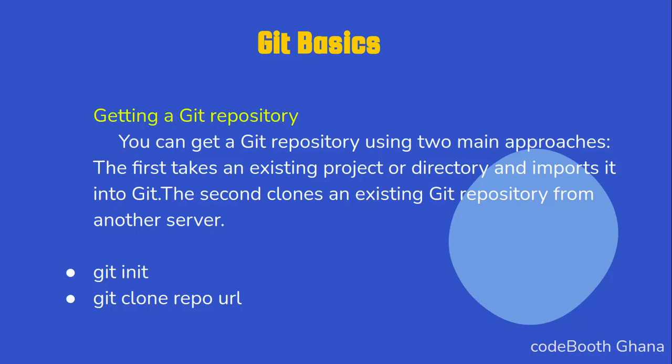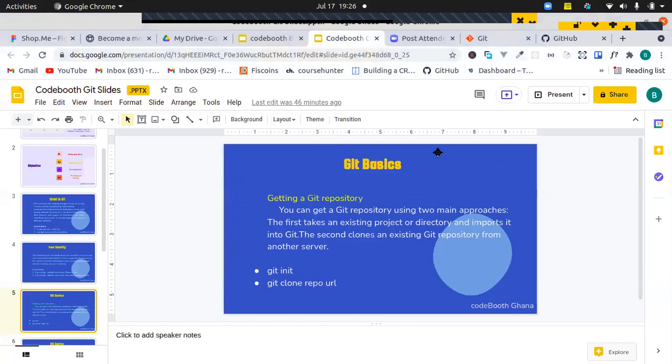All right, so the first command that you see there is git init, or git initialize. That's the long form. Git initialize or git init. So let's go to our local machine.